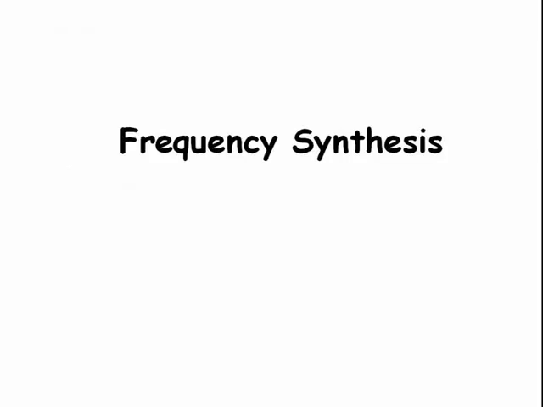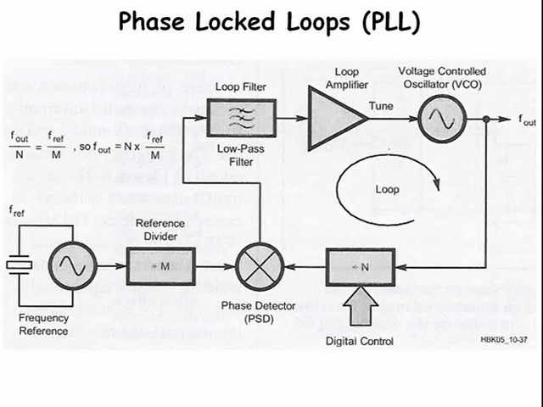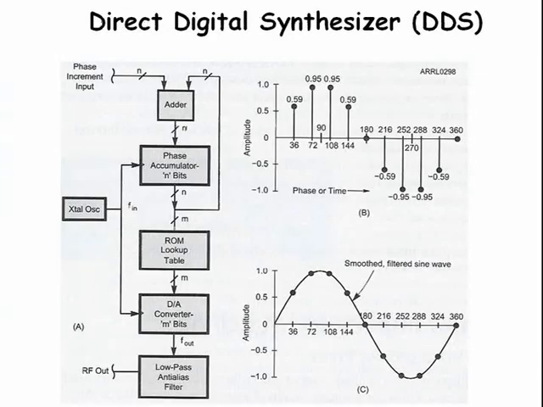Our next subject is frequency synthesis. In a phase lock loop, the frequency of a variable oscillator is continually compared to the phase of a stable fixed frequency reference oscillator. This phase difference is used to change the frequency of the variable oscillator. Direct digital synthesis is based on the concept that we can define a sine wave by specifying a series of amplitude values spaced at equal phase angles. The frequency of the output sine wave is determined by the rate at which the synthesizer steps through those values.